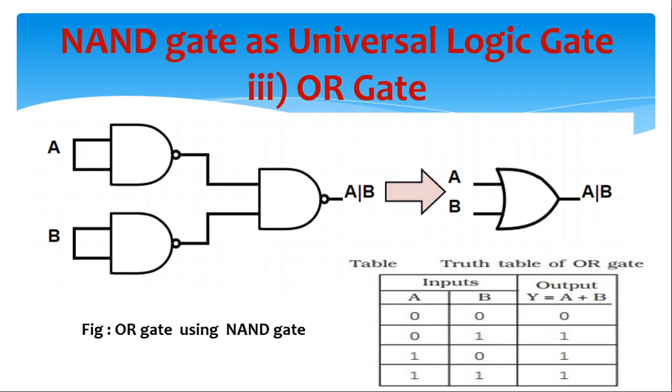Then this table shows the truth table of the OR gate. When A equal to 0, B equal to 0, then it gives the output 0. When A equal to 0, B equal to 1, then it gives the output 1. When A equal to 1 and B equal to 0, then output Y is equal to 1. And when A equal to 1 and B equal to 1, it produces the output 1. That means it gives the truth table that is equivalent to the OR gate.